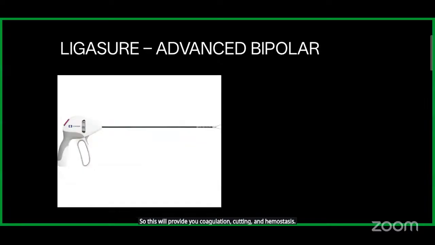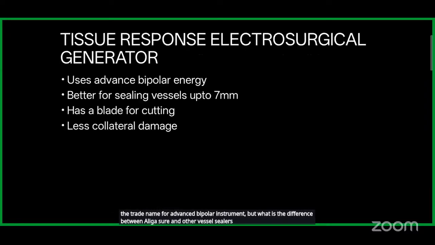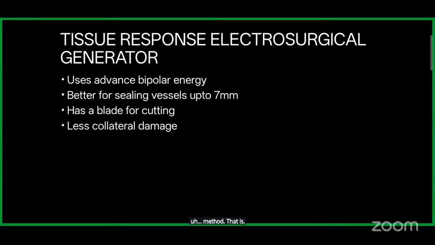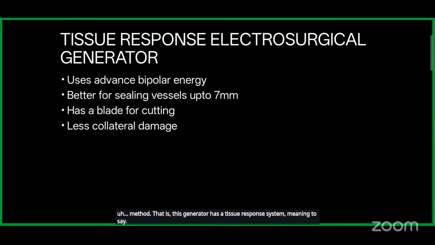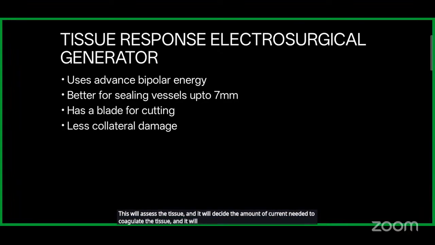Next is another advanced bipolar, which is LigaSure. So LigaSure is nothing but the trade name for advanced bipolar instrument. But what is the difference between a LigaSure and other vessel sealers is that LigaSure operates on tissue response method. That is, this generator has a tissue response system, meaning to say, this will assess the tissue and it will decide the amount of current needed to coagulate the tissue, and it will also give you an audio feedback once the coagulation is done.